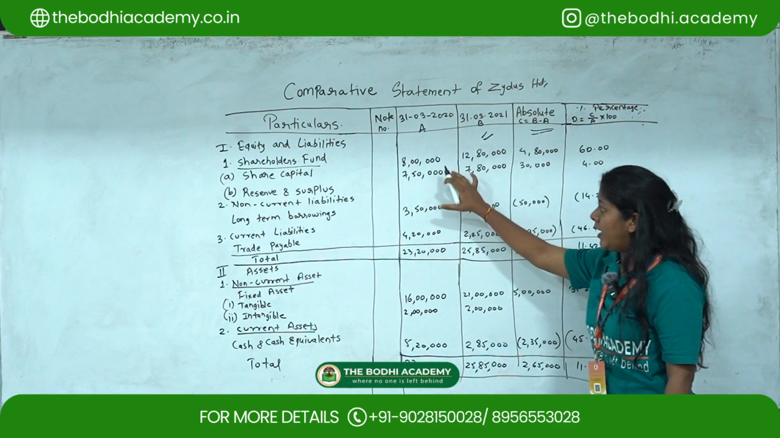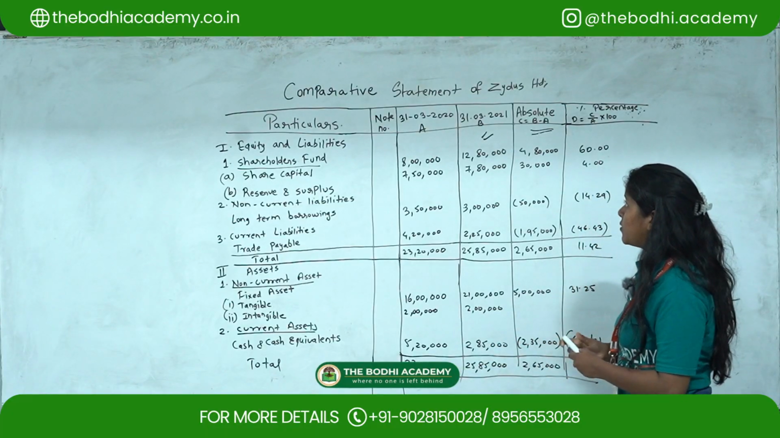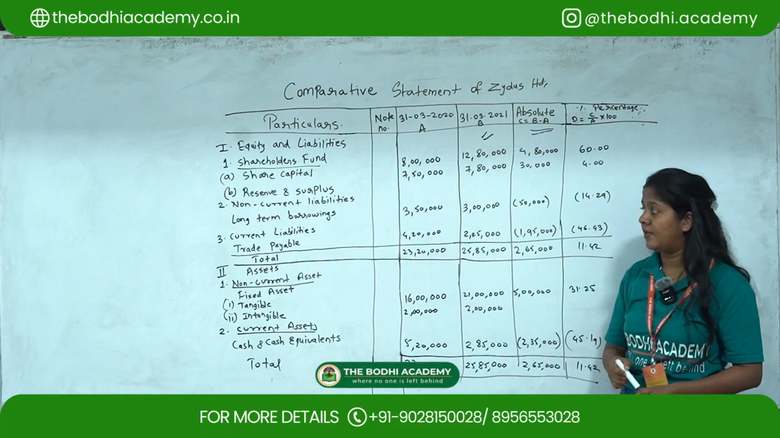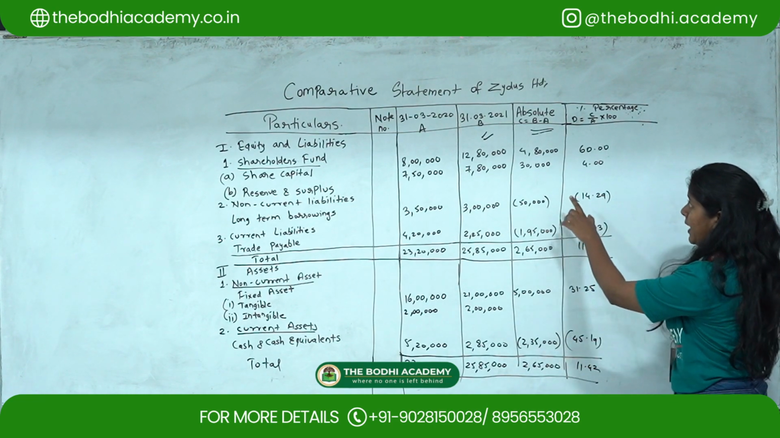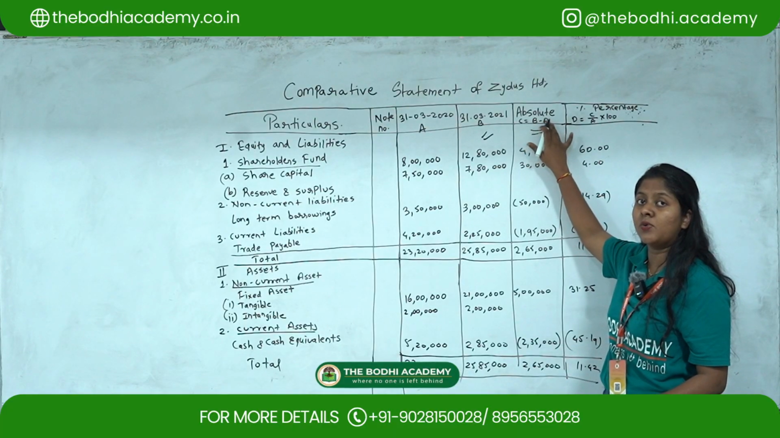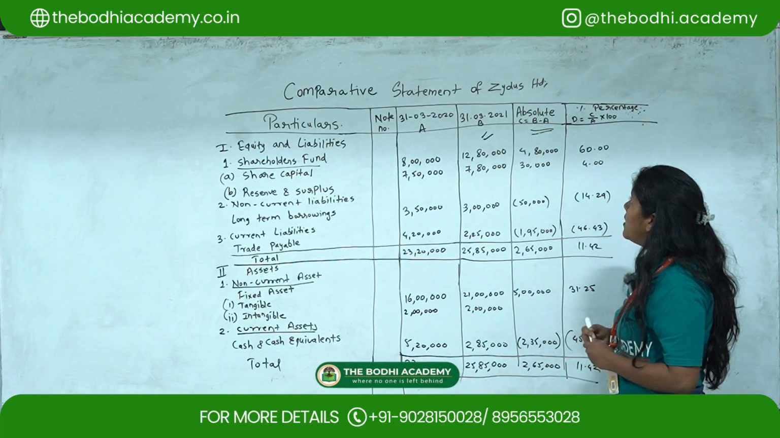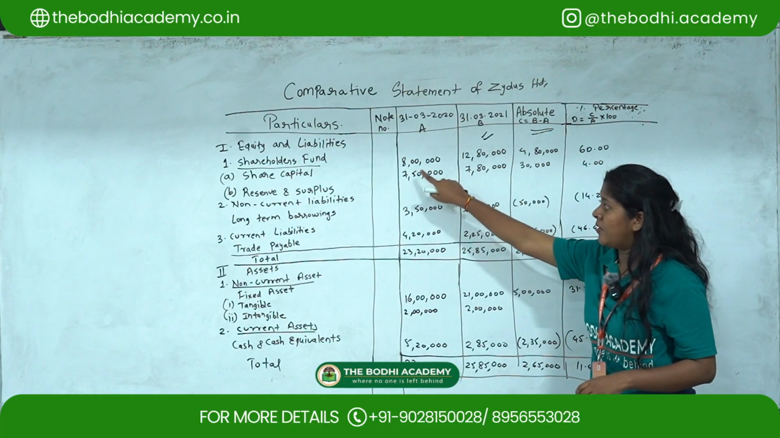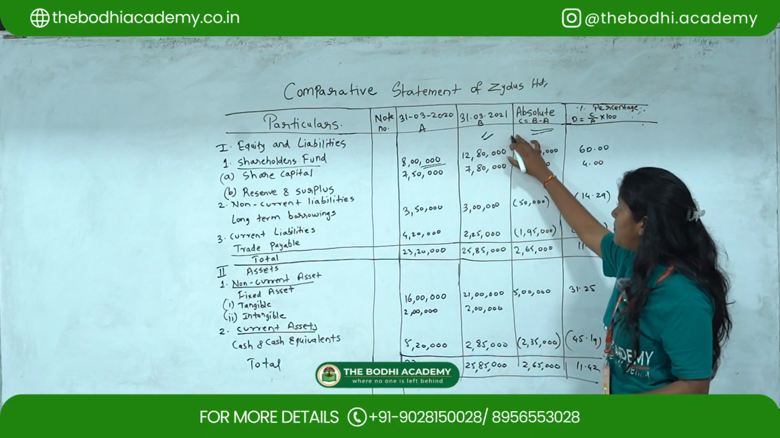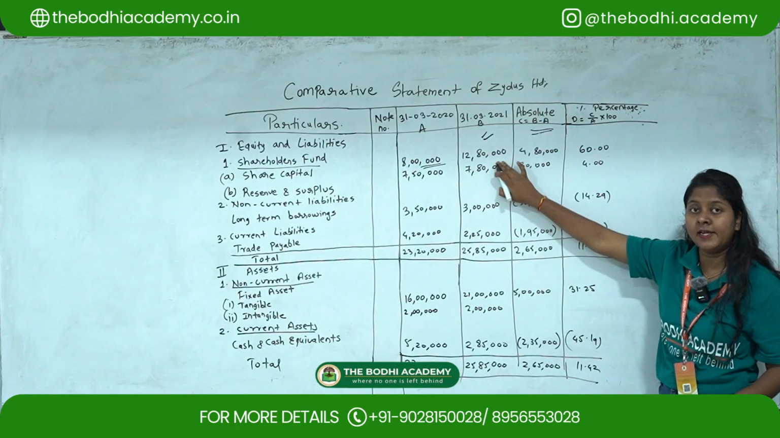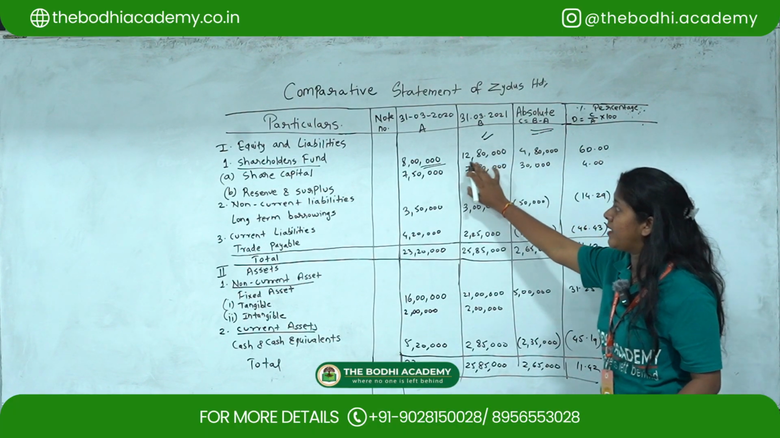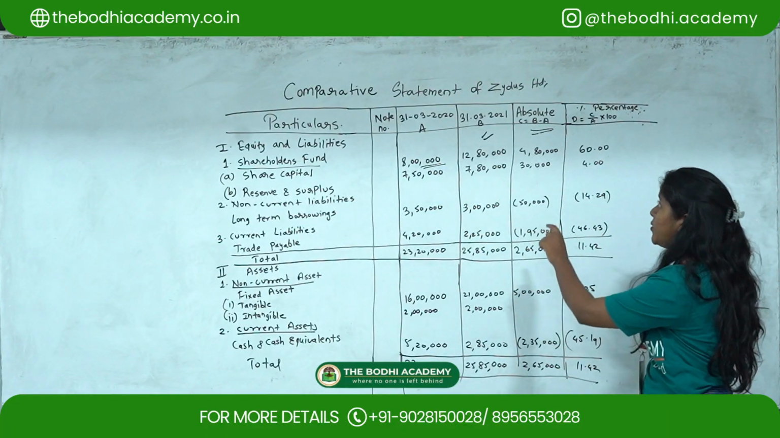So we are going to write down the amounts of 2021 and 2020 as they are, whatever is given in the balance sheet. Then whenever you are going to calculate the absolute change, C = B minus A. With regards to share capital, A is 8 lakhs and B is 12 lakh 80,000. So you have to do C = B minus A, then only you will get the absolute change.